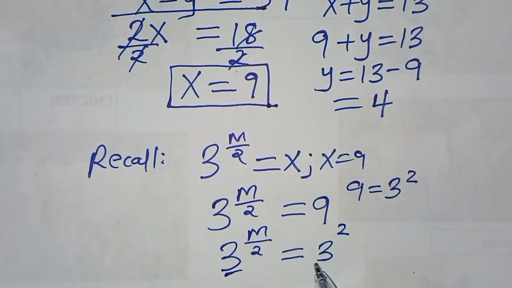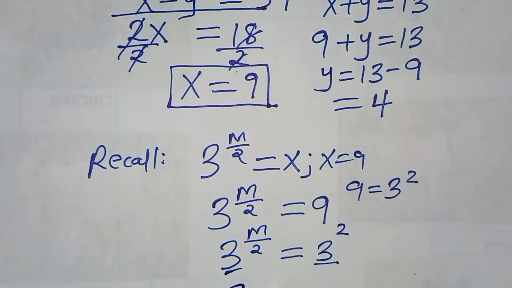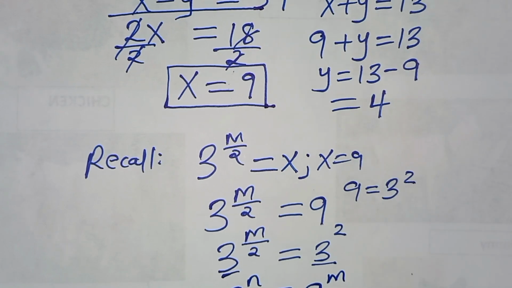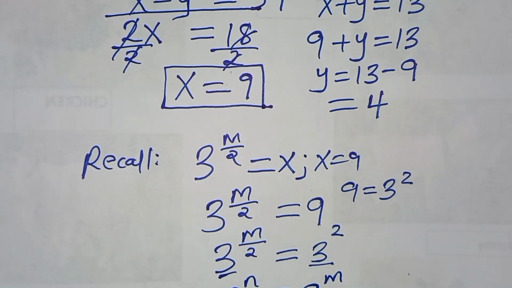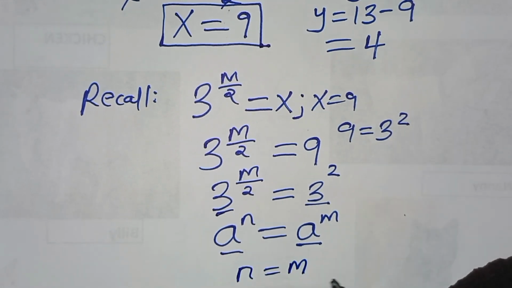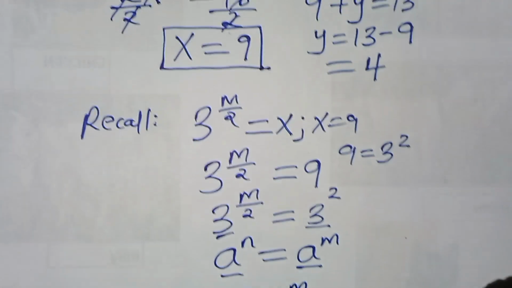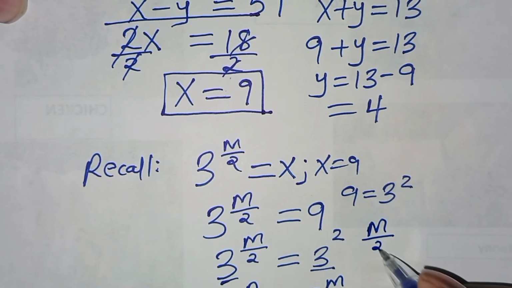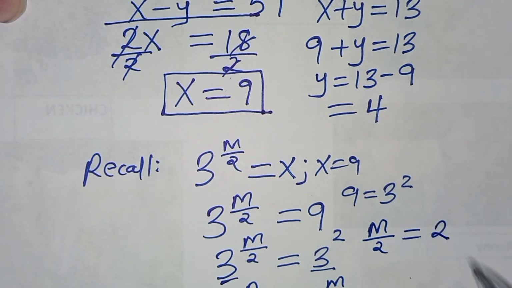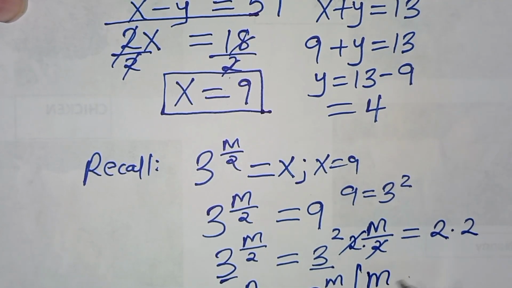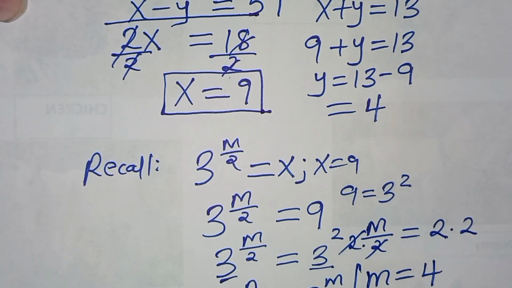And given that the bases are common here, that is a to power n is equal to a to power m, then since the bases are common, the exponent n is equal to m. That implies that m over 2 is equal to 2. So let's multiply both sides by 2. And therefore, the value of m here is equal to 2 times 2, which is equal to 4.